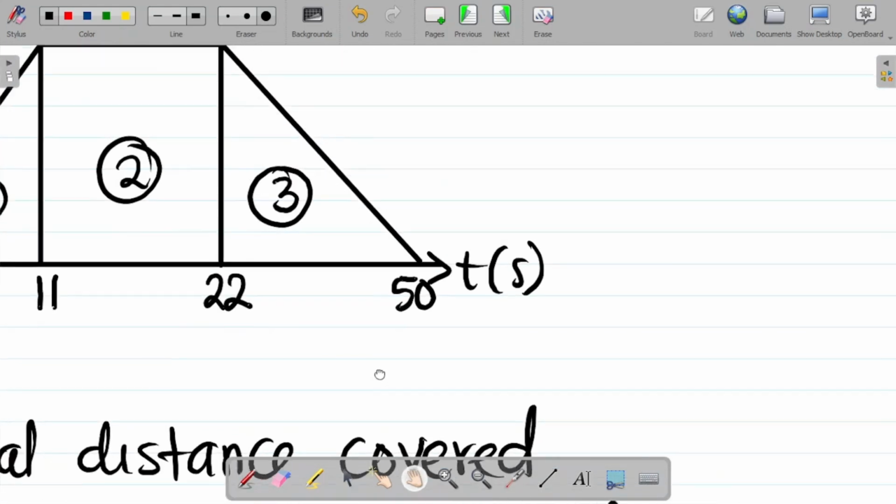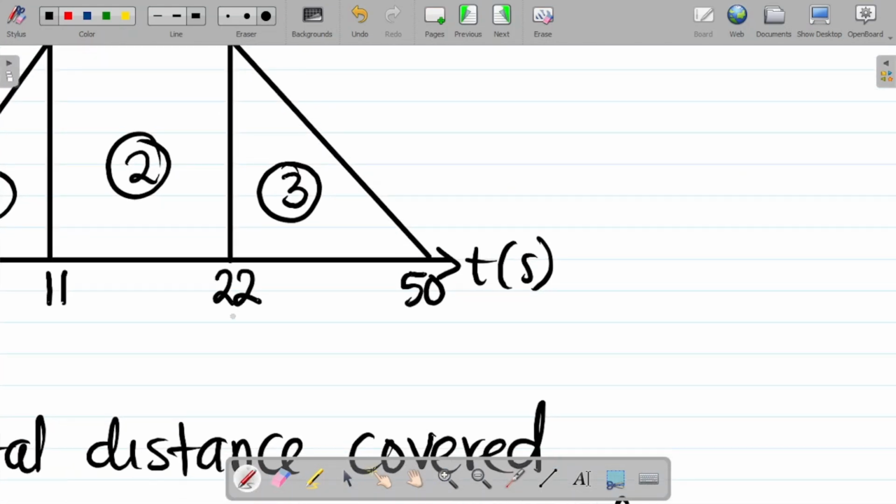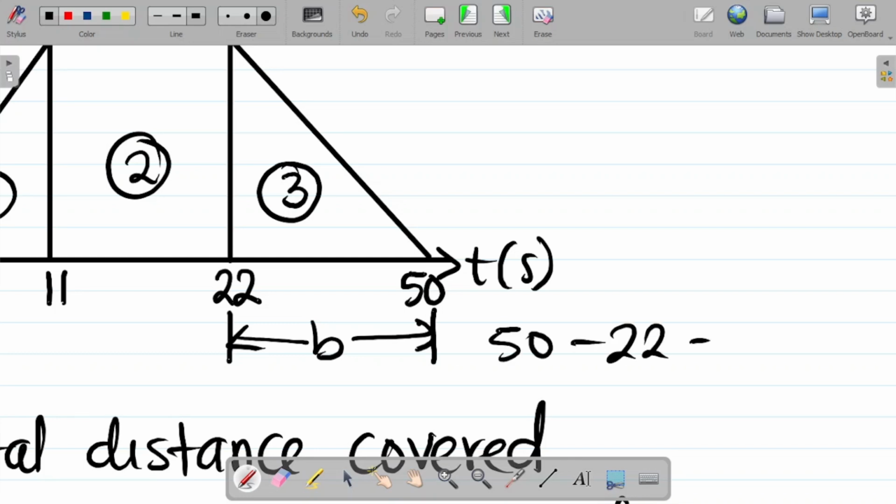What's the breadth? Section 3 starts from this point here and ends at this point. So we have this as your breadth. How do we get this value? This value is simply equal to 50 minus 22. 50 minus 22, the answer is what there? 28. All right, so the answer there is 28.